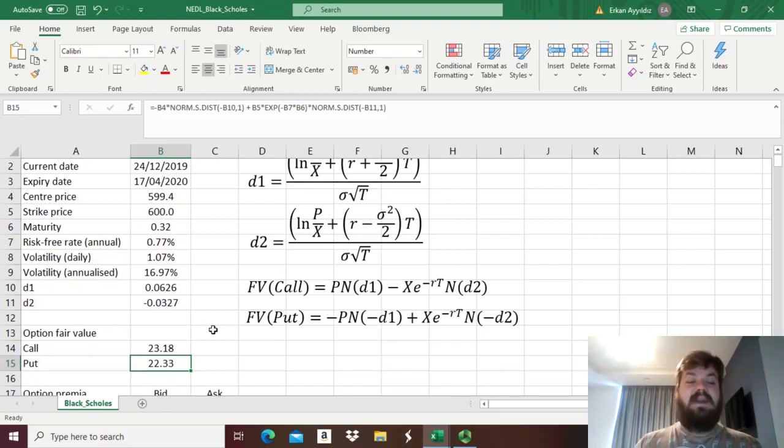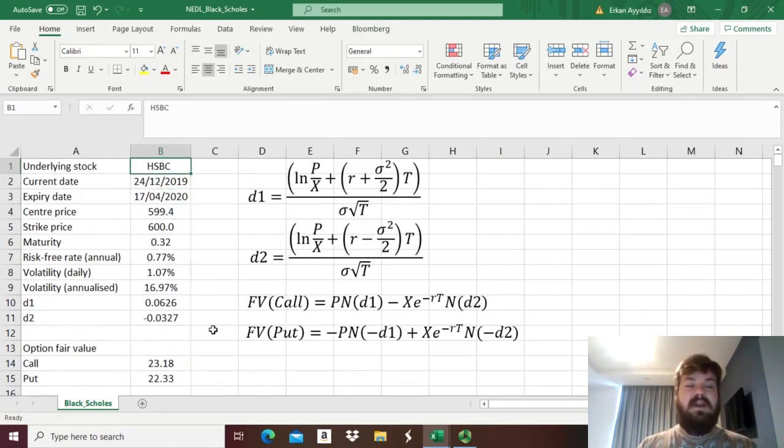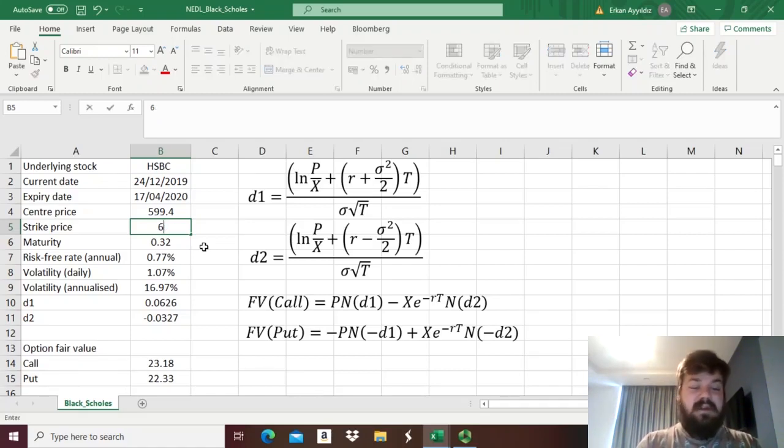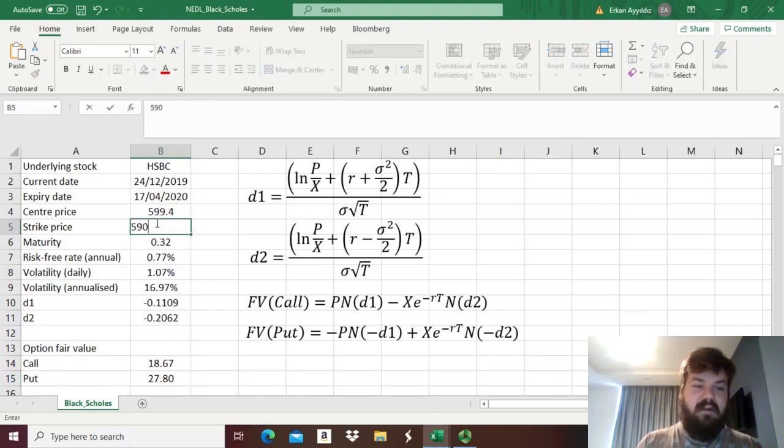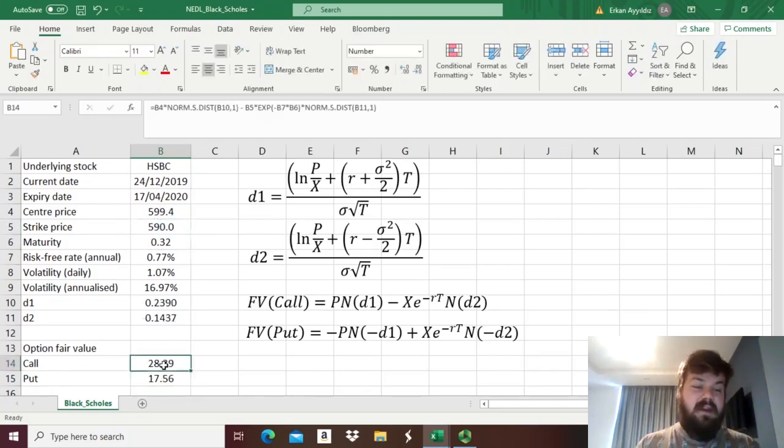Now, let's assume that our underlying assumptions change, and let's figure out how it affects fair values of calls and puts. Let's assume that our strike price increases. For example, it's now not 600, but 610. And we see that, as expected, the fair value of the call drops, and the fair value of the put increases. Again, just as we would have expected. Then, if the strike price drops to 590, for example, then the reverse happens.